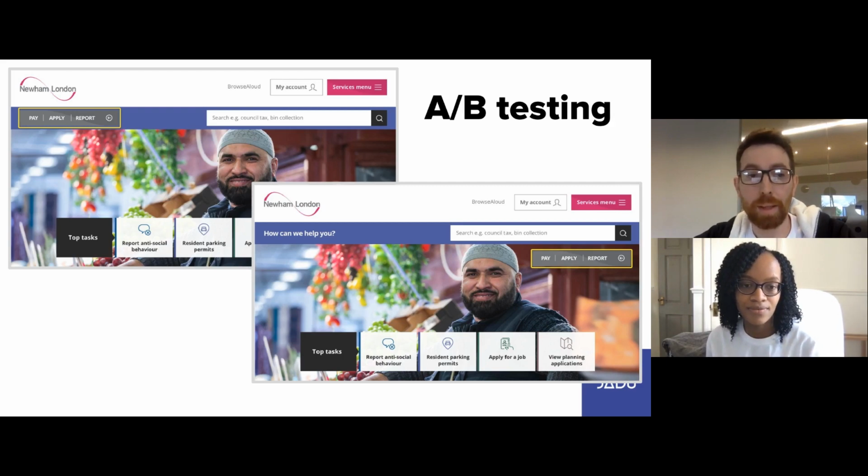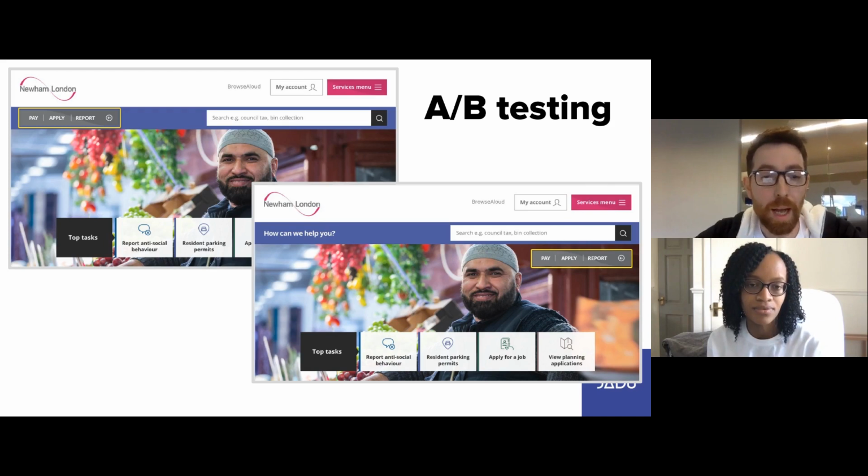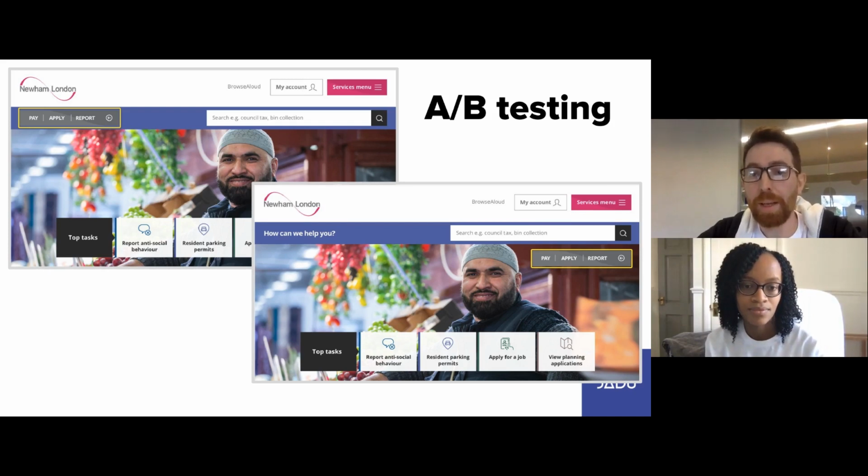Yeah, so this is a good example. This is one we did with Newham Council. So you can see the pay, apply, report widget is in 2 different locations. So there was some talk within the project, both at Jadu Creative and internally at the council, about what the best position for that particular widget would be.